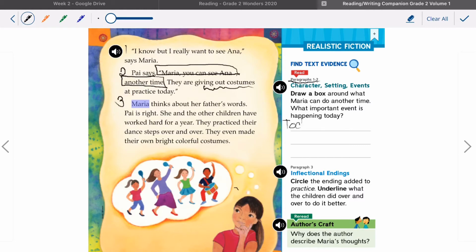Today, they will give out costumes. Period. And if I'm not sure how to spell something, I can easily go back into the story.